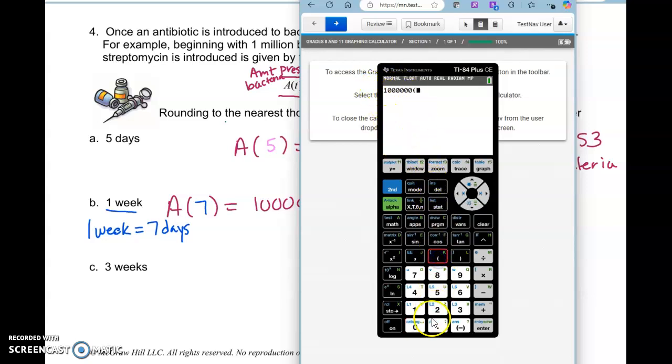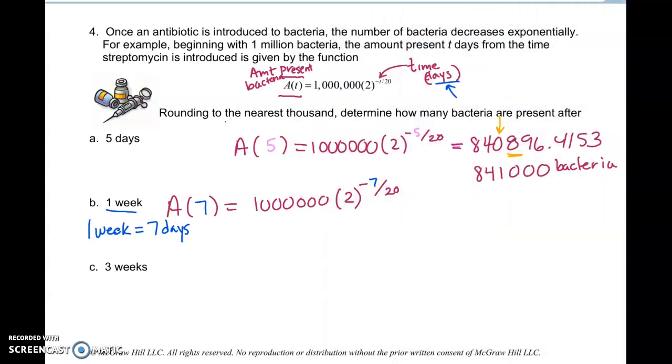And then I'm going to hit 2. And I can put a times sign or parenthesis, and then the caret symbol, negative 7 over 20. Right arrow over will get me back to a regular line, and I can close the parenthesis. So I end up with this value. And again, it wants me to round it to the nearest 1,000.